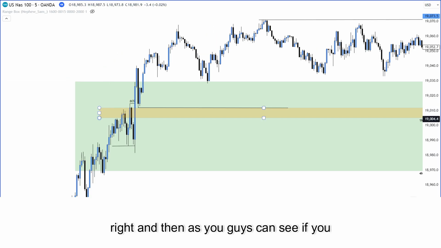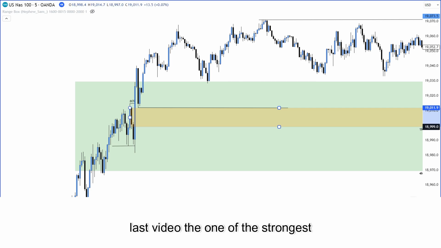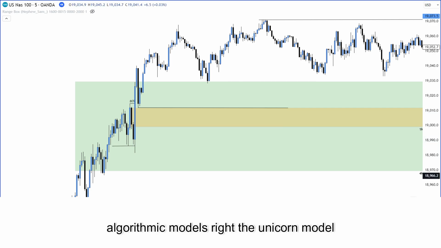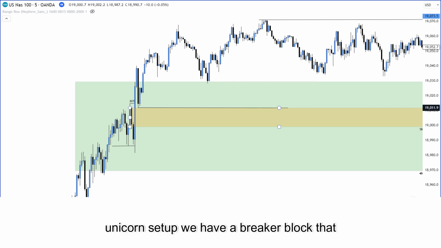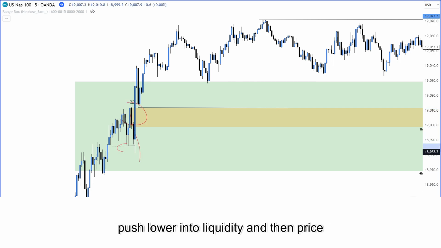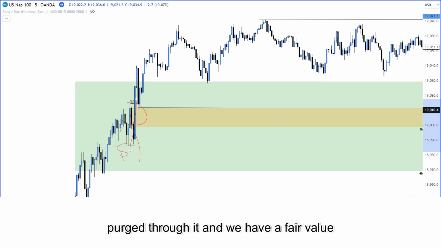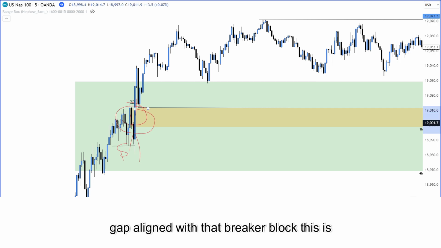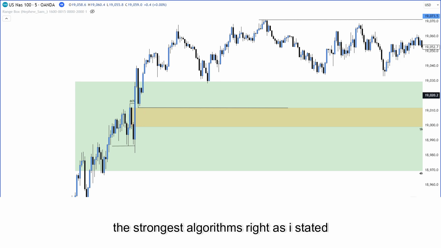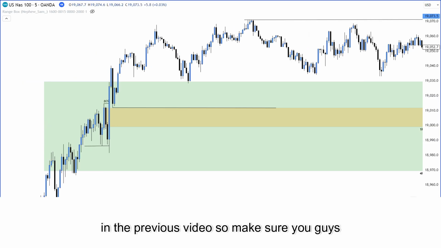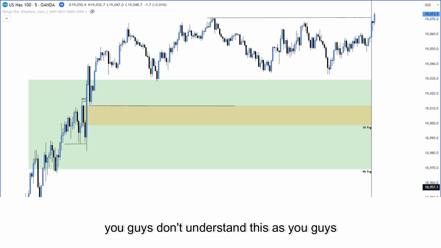And then as you guys can see, if you watched my last video, one of the strongest algorithmic models, the unicorn model, you can already notice right here, this was just a beautiful unicorn setup. We have a breaker block that pushed lower and took liquidity, and then price purged through it, and we have a fair value gap aligned with that breaker block. This is what we call a unicorn model. It's one of the strongest algorithmic models, as I stated in the previous video. So make sure you watch that video also if you don't understand this.